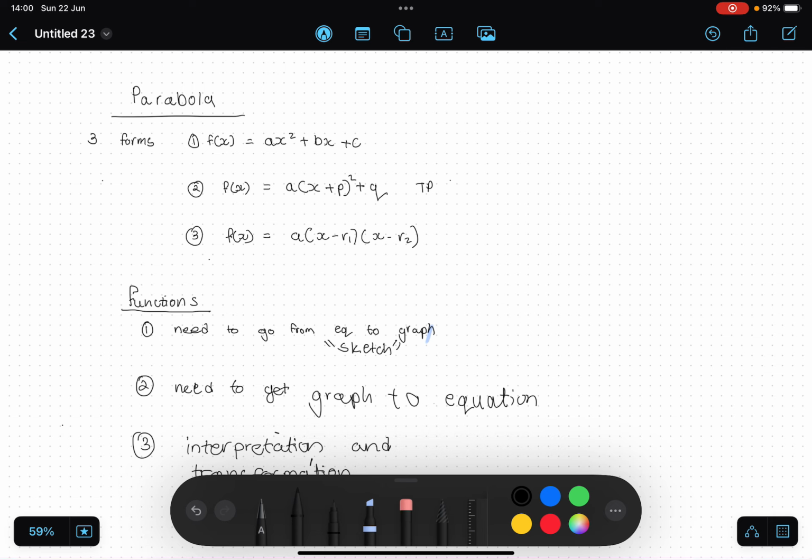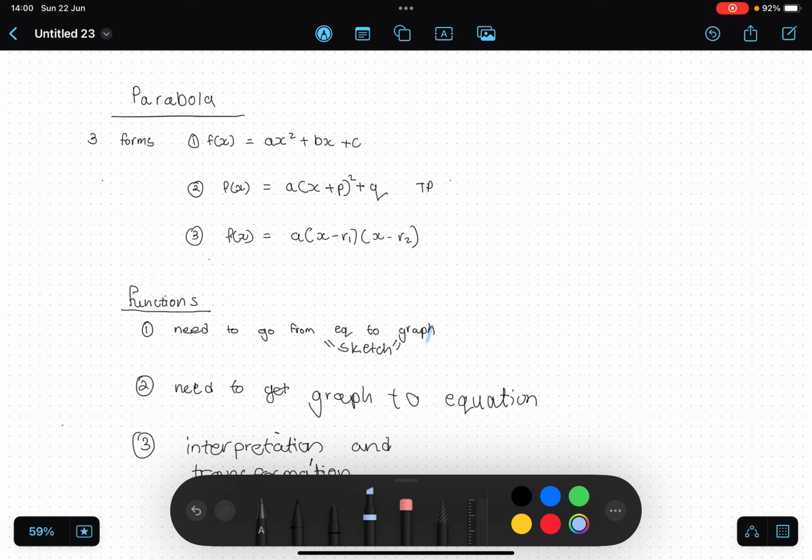So there are three forms of parabolas. These are all basically the same thing. They will always give you the same thing, but they were just written in different forms. And in the different forms, sometimes it's easier for us to get information from these different forms, and that's why we have these different forms.